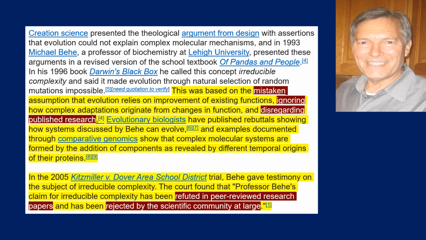Then they continue by saying this was based on a mistaken assumption that evolution relies on improvement of existing functions, ignoring how complex adaptations originate from changes in function and disregarding published research. Evolutionary biologists have published rebuttals showing how systems discussed by Behe can evolve, and examples documented through comparative genomics show that complex molecular systems are formed by the addition of components, as revealed by different temporal origins of their proteins.